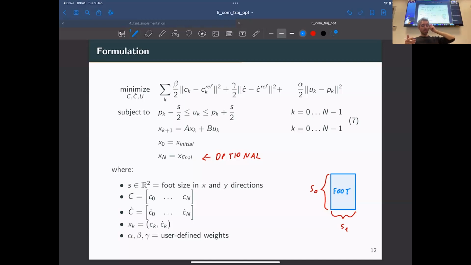If we had a double support phase, then we would need a more complicated version of this constraint, because it's not simply a rectangle, but this more complex polygon. But it wouldn't be a problem. I mean, the problem would be the same in terms of form. And by the way, what kind of optimization problem is this?